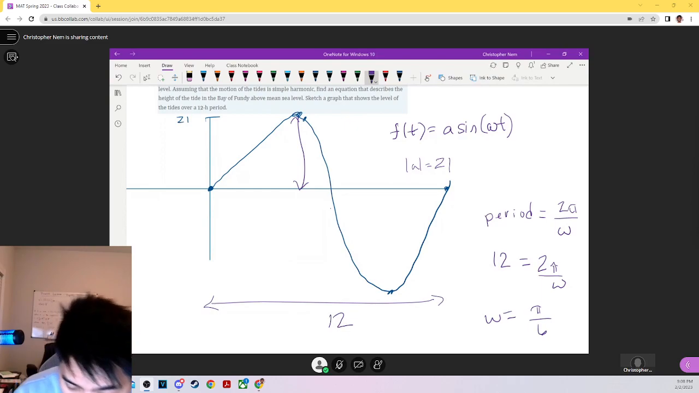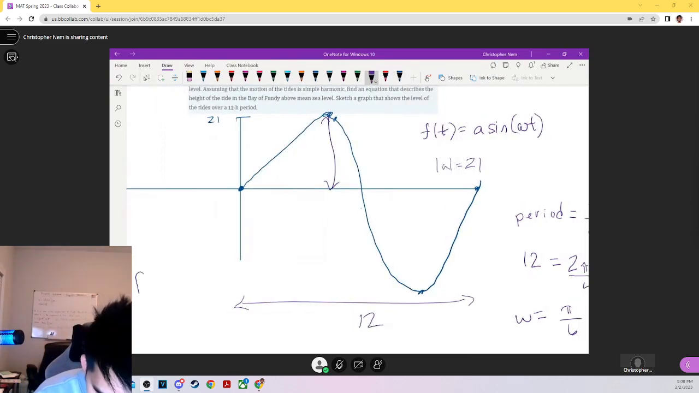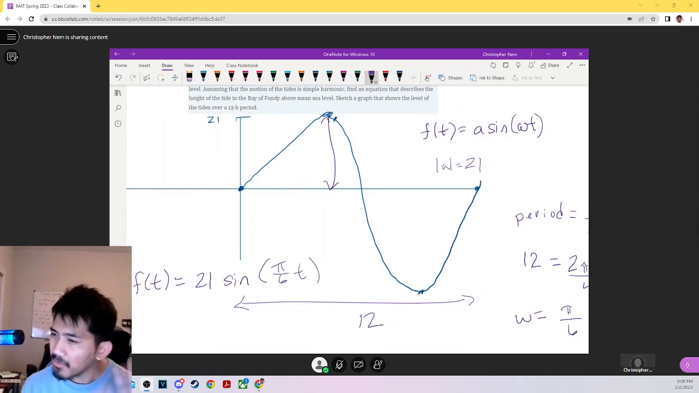So that means my graph can be modeled with the function f of t is equal to 21 sine of pi over 6t. So that wasn't too bad. We were able to model a simple harmonic motion.